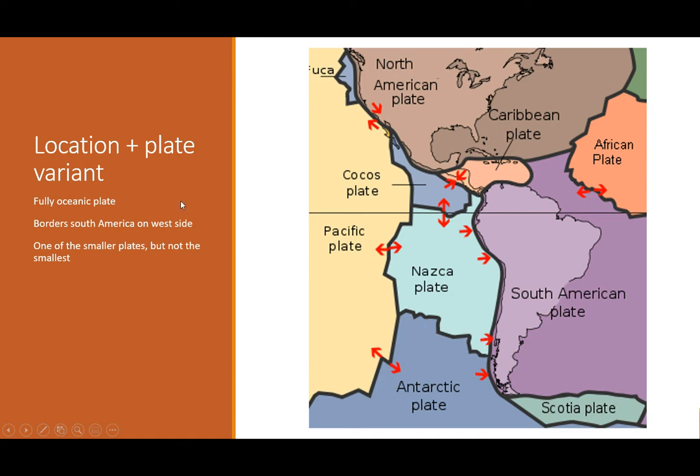It is a fully oceanic plate, as it says over here, and this side right here borders South America on its west side, which will be important because that is one of the differing zones or differing boundaries than the rest. This is the convergent boundary, and then the other three are divergent.